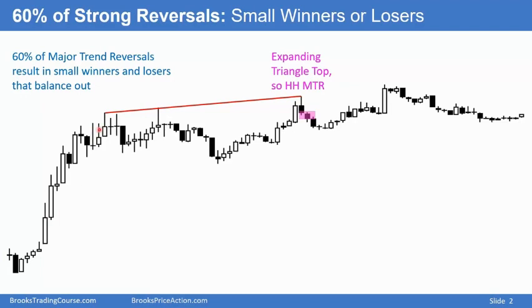We have a bull trend. The market went sideways to break below the trend line, and now we have a higher high. It's also an expanding triangle. Up, down, more down, up, and a decent sell signal bar. So it's reasonable to sell this as a higher high major trend reversal. All expanding triangle tops are higher high major trend reversals.